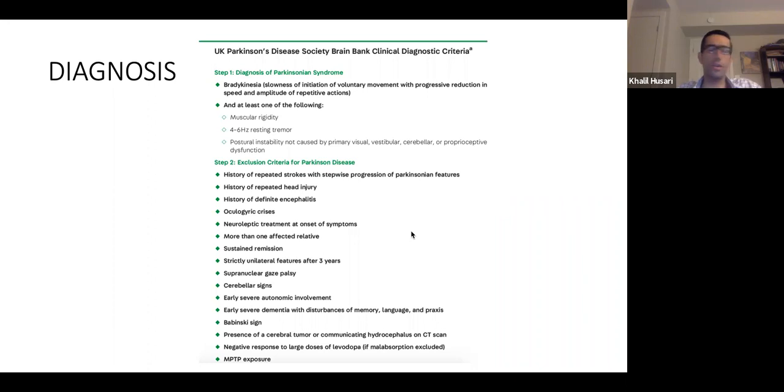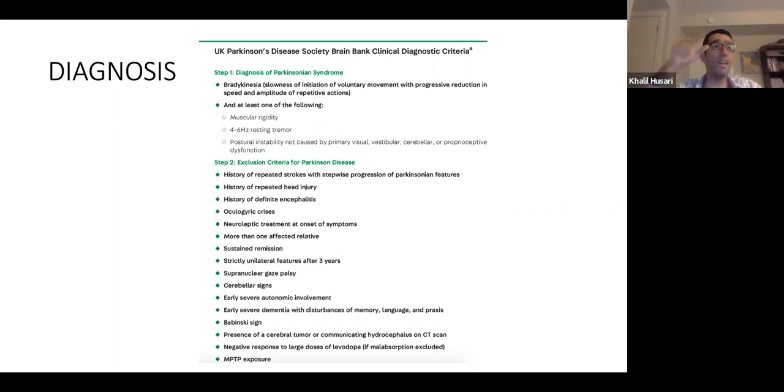History of encephalitis. Back in the day, with the flu pandemic, they had encephalitis lethargica in the 30s, where all of these patients became Parkinsonian, right? There's a movie with Robert De Niro, a very good movie about it. If you have sustained remission, or strictly unilateral features after 3 years, it should progress in Parkinson's disease. It doesn't have to, it starts asymmetric, but then it progresses into the other side.